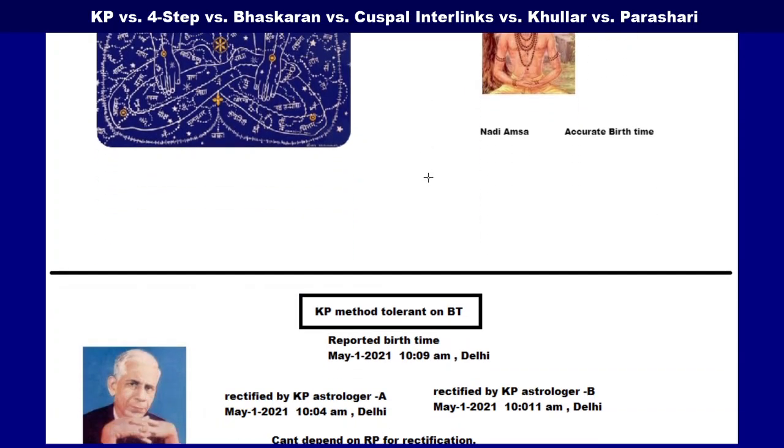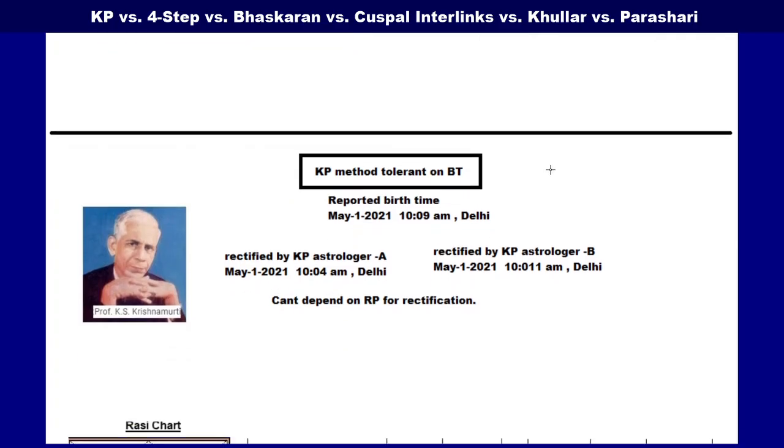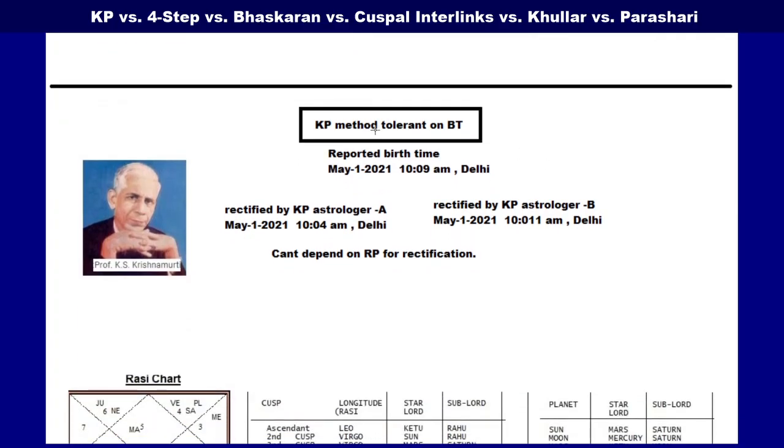So now let's move on to the KP method, and let's look at how tolerant the KP method is on the birth time. Does it need a very accurate birth time, or does it have some kind of a tolerance? Okay, so let's take this example. The reported birth time is May 1, and this is 10:09 in Delhi.